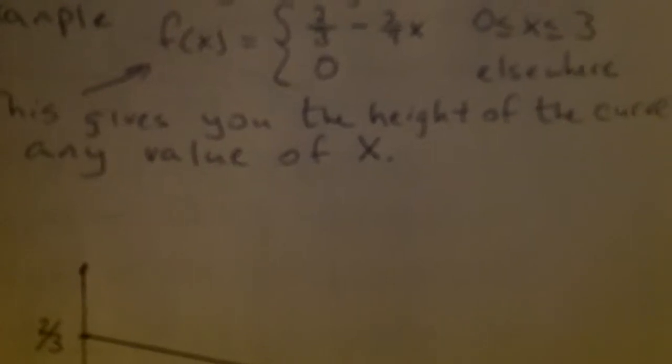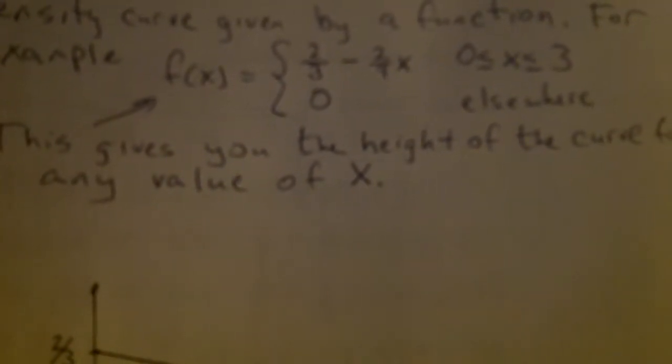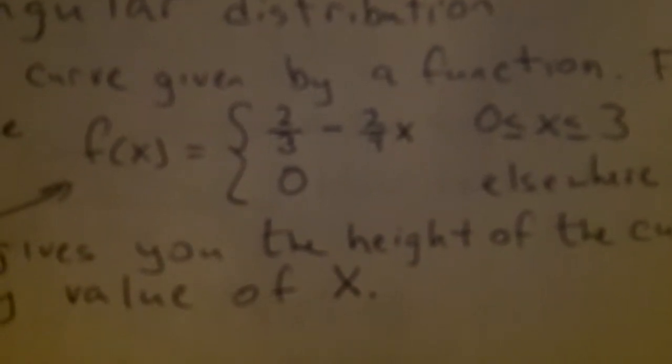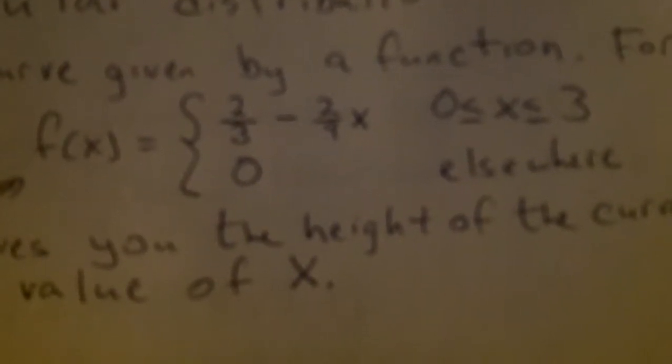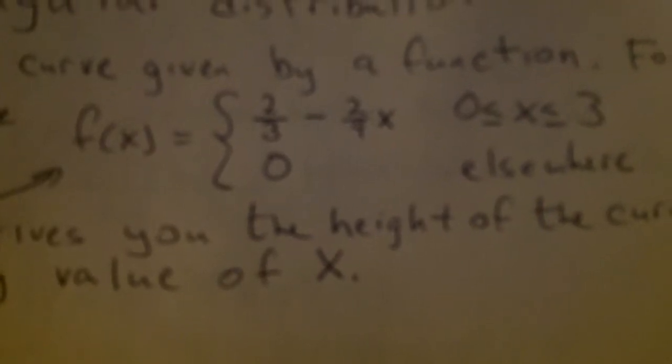So what this function is telling you, or what you can calculate from this function, is the height of the density curve at any value of x. Okay, so this curve that we're working with right here, you'll notice that for these triangular distributions, the function is going to be a linear function. Notice we've got the slope of negative 2/9 in this case, and the intercept is 2/3.